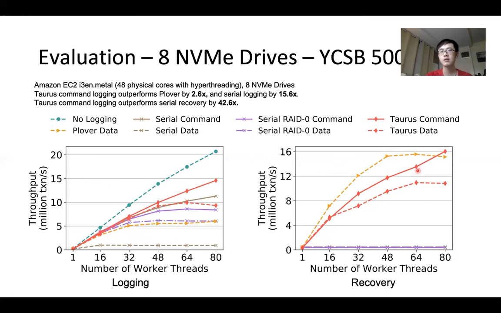But we can see that Taurus command, although it has to resolve dependencies, with more worker threads can catch up with Plover. So overall, Taurus command logging can outperform Plover by 2.6 times and serial logging by 15.6 times. In recovery, Taurus command can outperform serial baselines by up to 42.6 times.